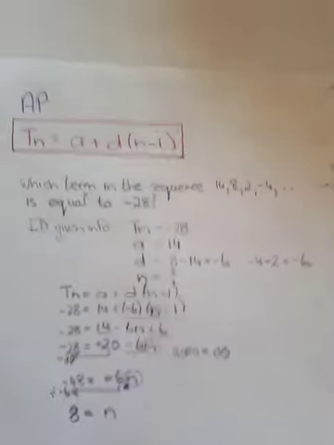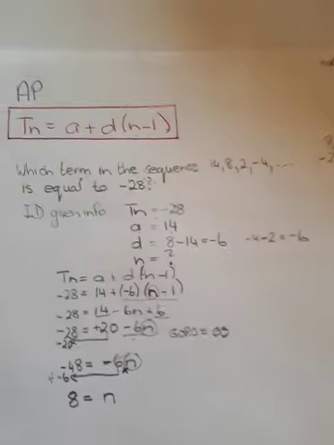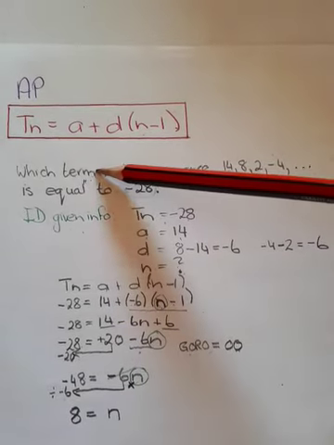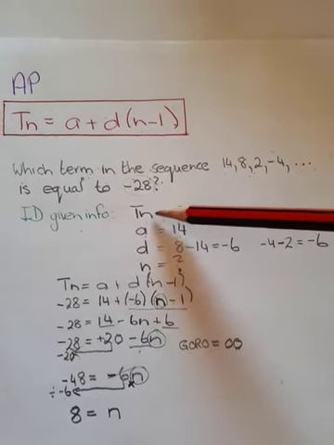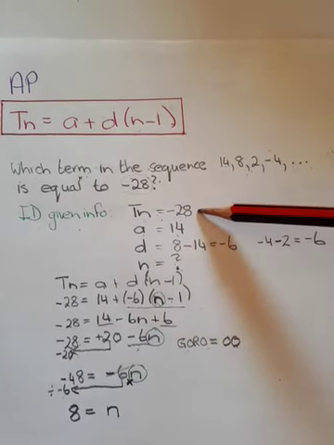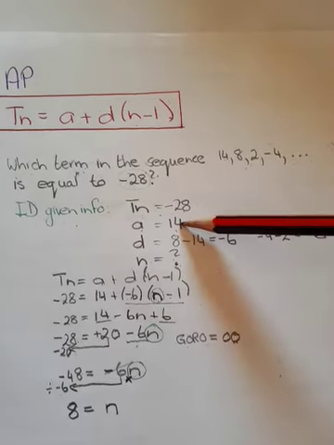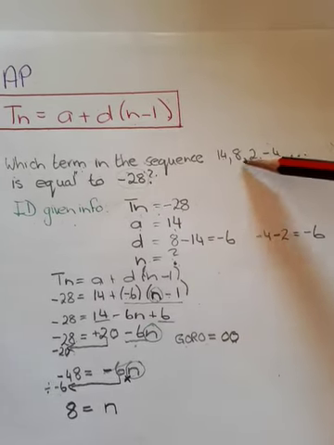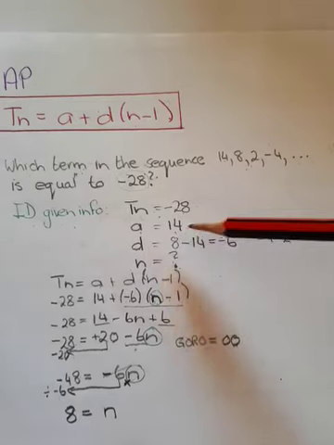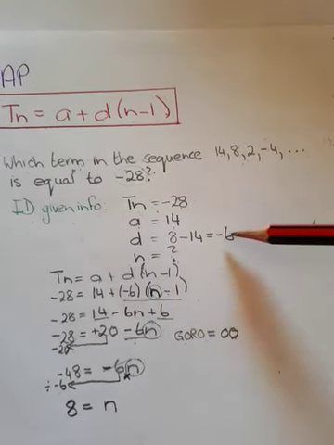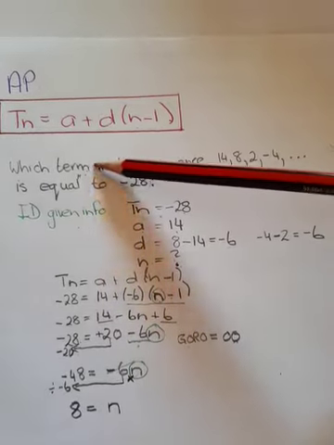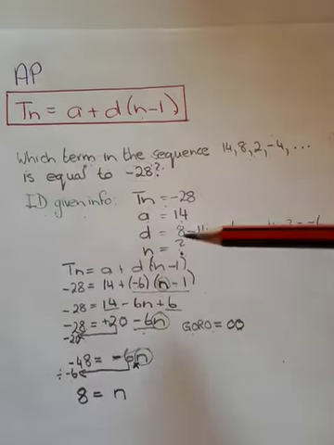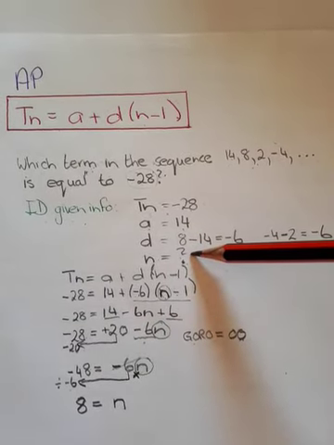So let's go through it again. They're asking which term would be negative 28, so the term that is asked is negative 28. We've got the first term, which is 14. We can calculate the common difference, which we have already done, which is negative 6. And the question here, which term, refers to the position. So they're asking, what is n?